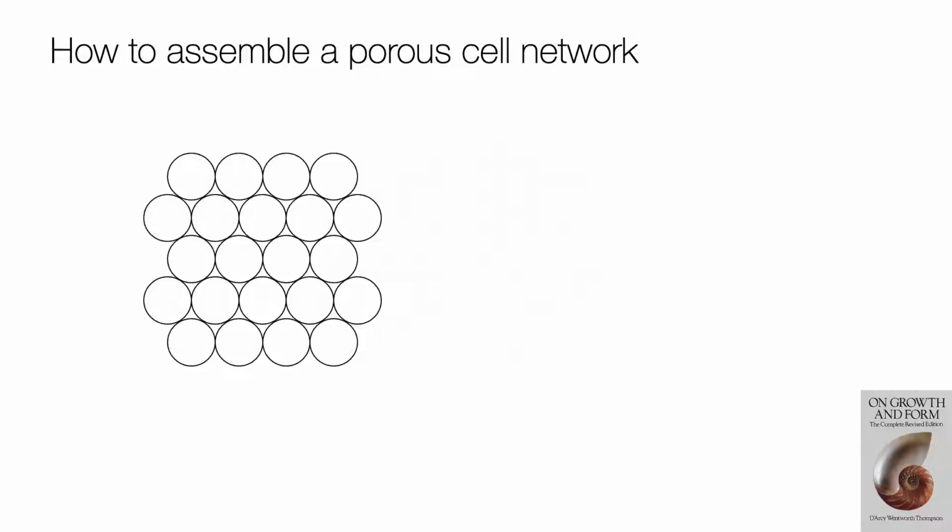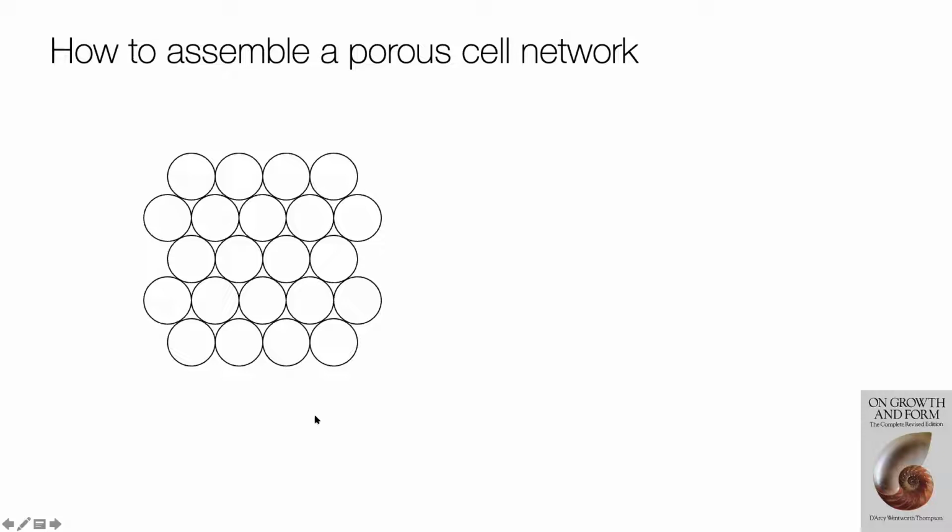This has actually been a question that's been asked before, all going back to the work by D'Arcy Thompson in the seminal book On Growth and Form, which was first published in 1917. And what Thompson said was, okay, if you want to make a porous cell network, start with a dense packing of cells. This can be in 2D in this triangular packing of disks, or it could be in 3D, which would be the FCC lattice of spheres.